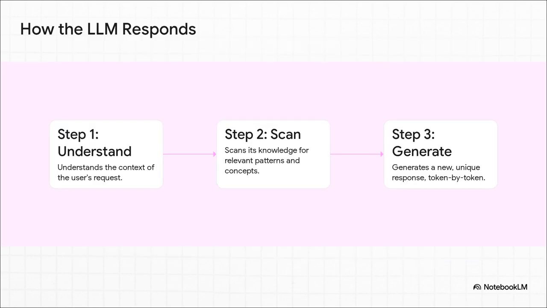First, the LLM breaks down your prompt to figure out what you want. It sees the key ideas, joke and robot. Then it scans its entire internal network of knowledge for all the patterns it's learned about those two things. And finally, it starts building a response, one token at a time, always predicting the most likely next piece to create an answer that makes sense.